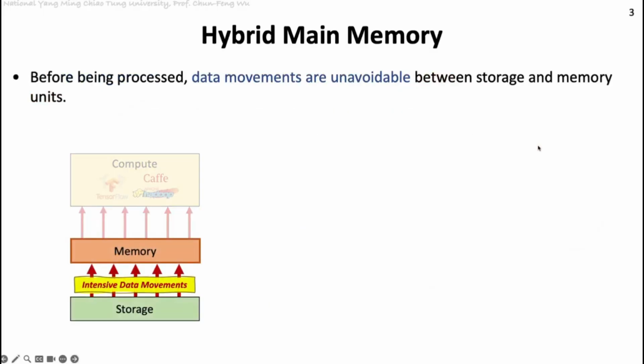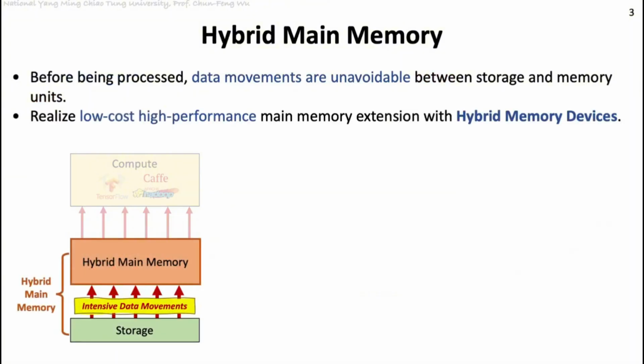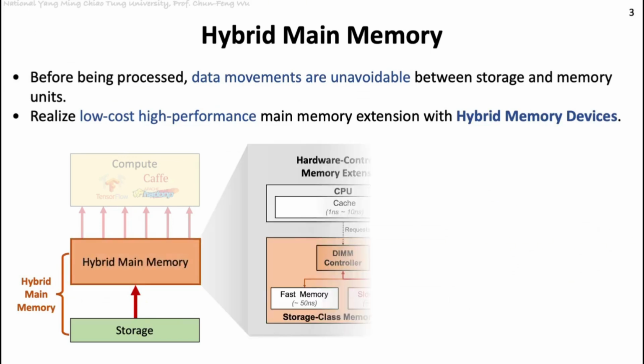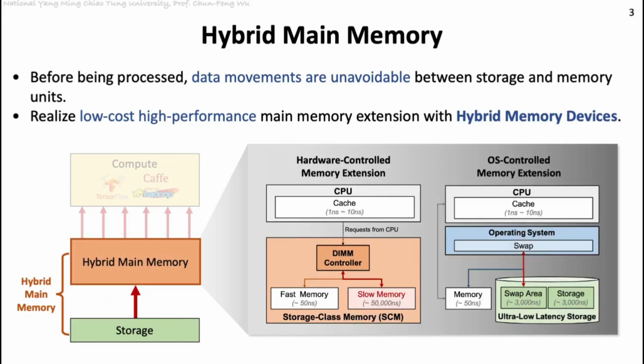So usually there are data movements between storage and memory, and between memory and compute. Today we'll focus on the storage-to-memory part. We're going to think about what kinds of designs can help alleviate or remove the movement between the storage and memory. The way to remove it is to increase the size of the main memory. We call this hybrid main memory, because we are trying to increase the main memory by using some slower device, usually something like a storage device. So there are two general ways to increase the main memory.